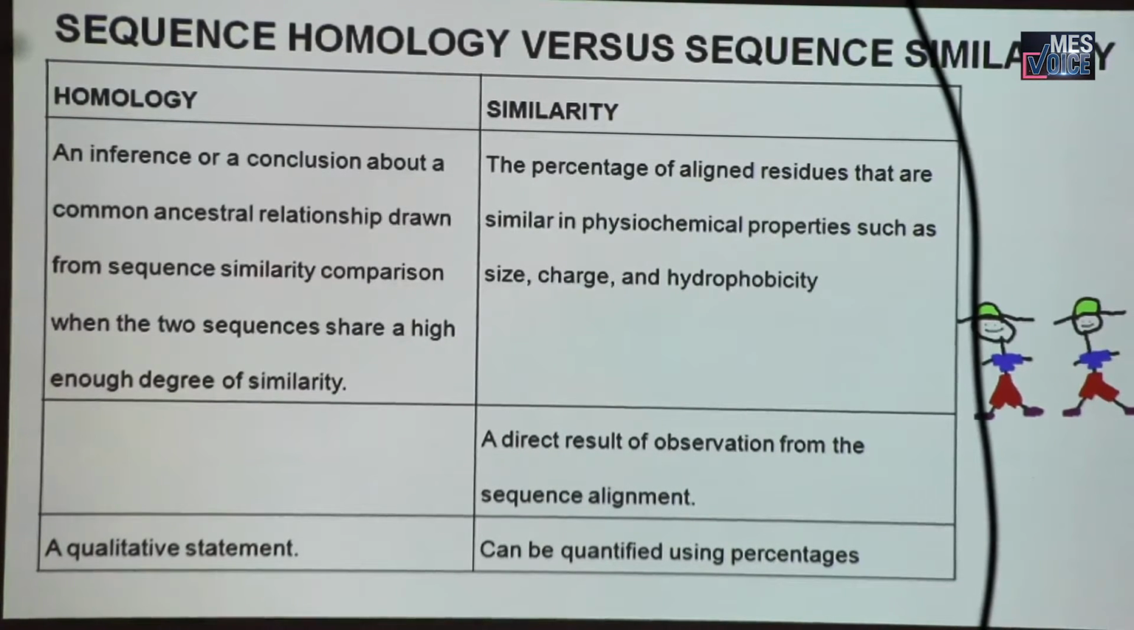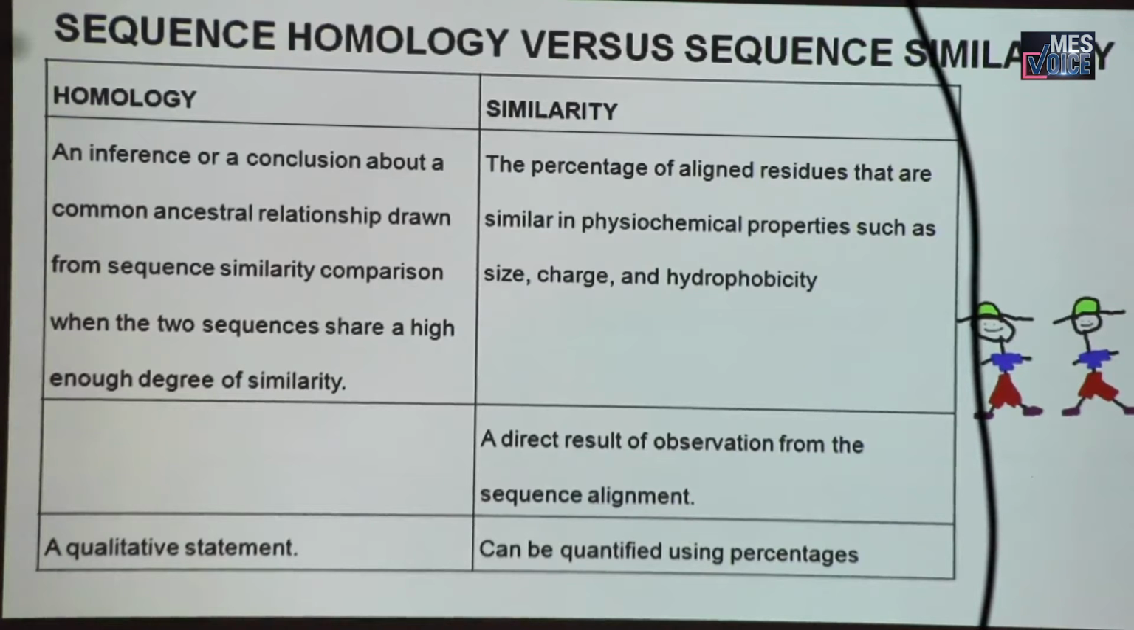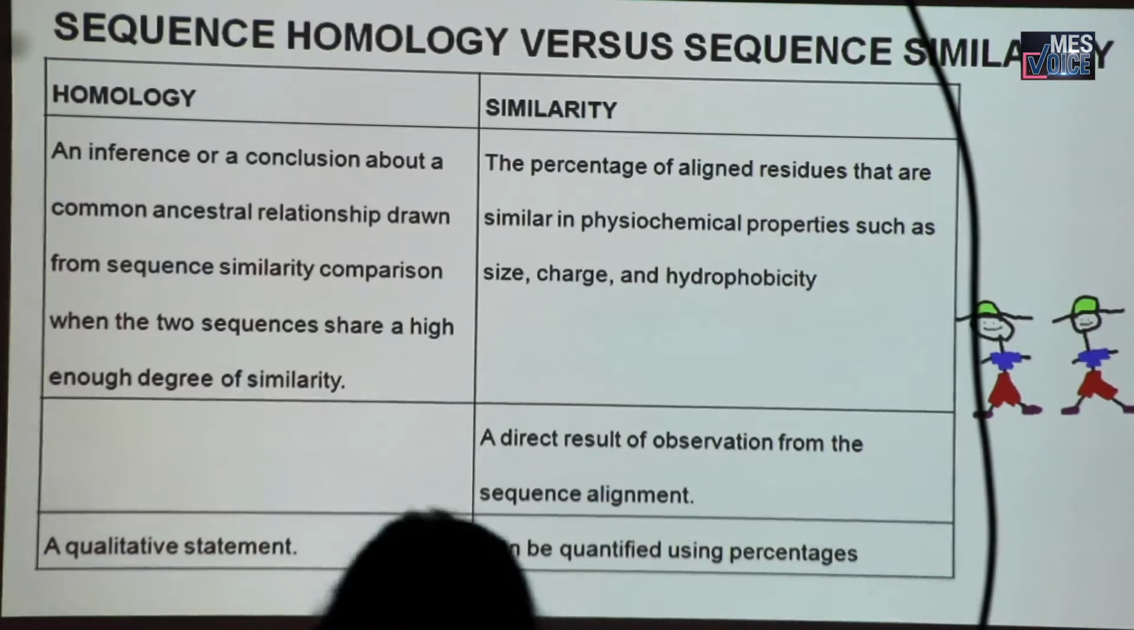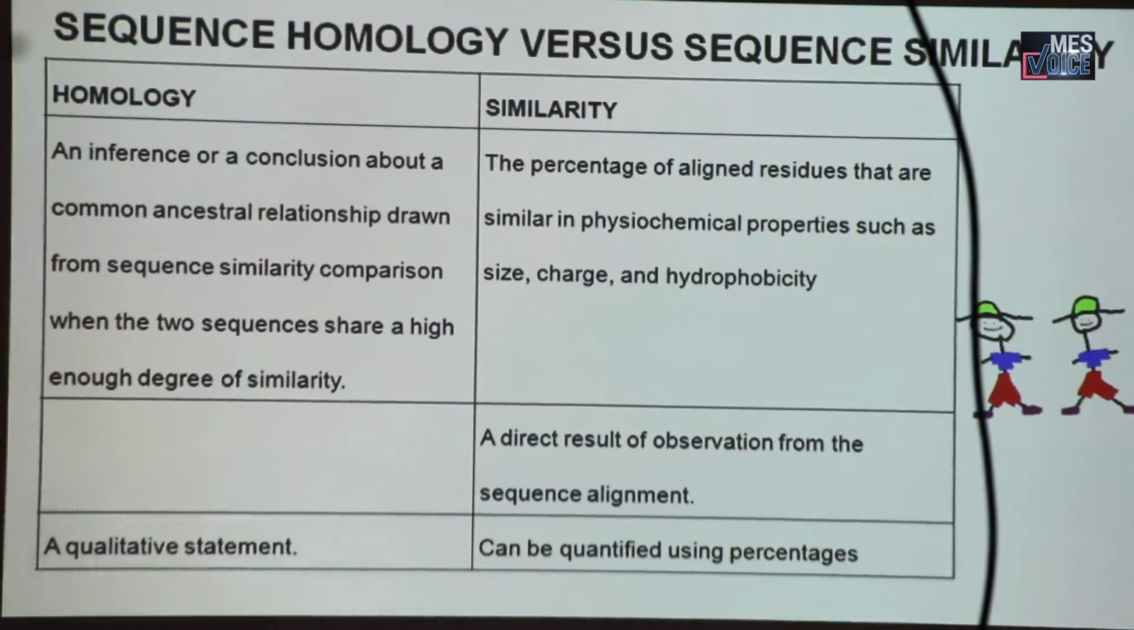This similarity, the influence of size, charge and hydrophobicity, comes when we align amino acid sequences. When we align protein sequences, it will consist of amino acids. Some amino acids may have the same property, so these factors come into consideration. Then homology is a qualitative statement, whereas similarity is a quantitative statement.